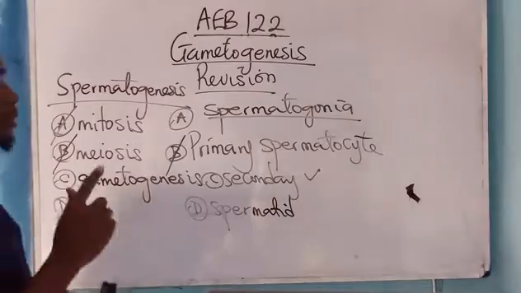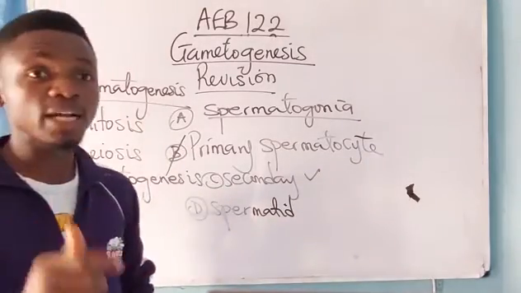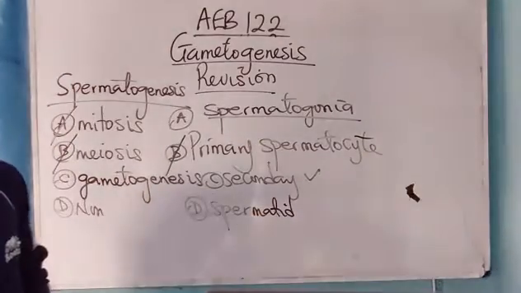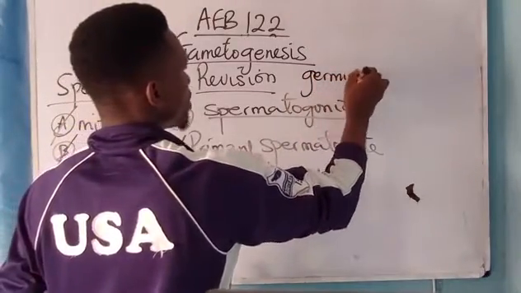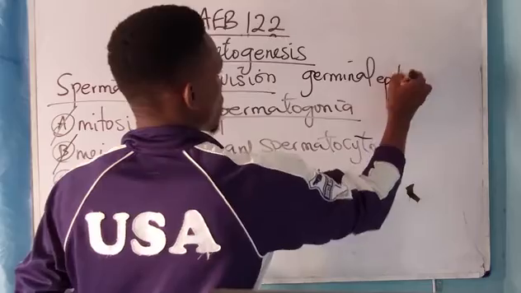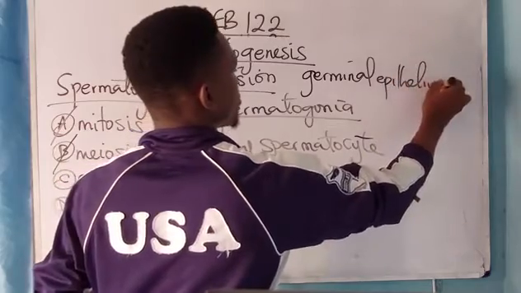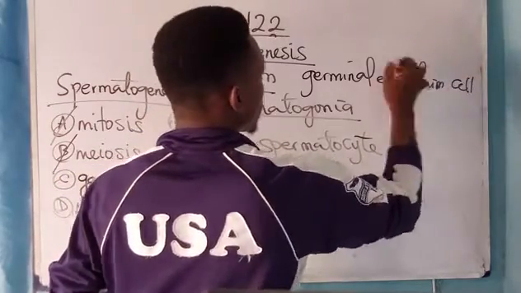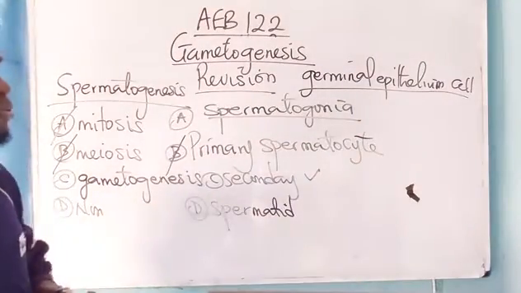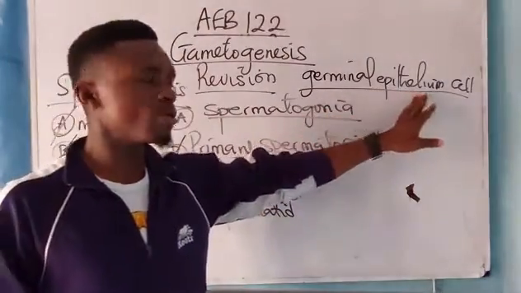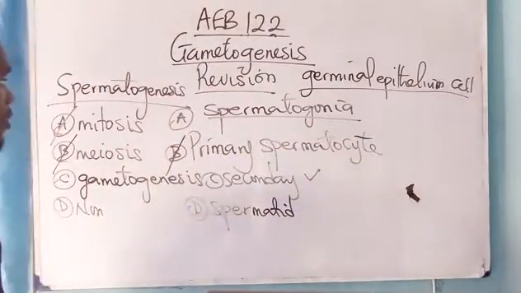Now, the primordial germ cell develops from the germinal epithelium cell. I told us before, germinal epithelium cell. All right. The primordial germ cell develops from the germinal epithelium cell. Take note of that.